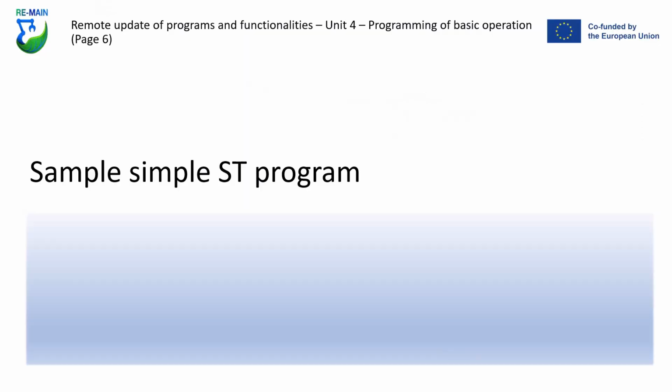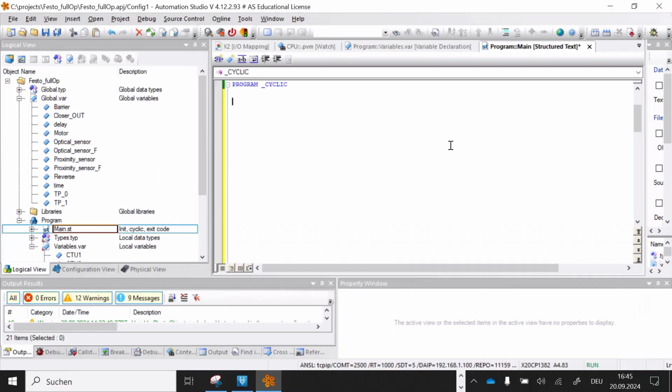Sample structured text program. Let us write a program that detects if an object appears at the beginning of the conveyor belt on the left-hand side. This object would be detected by the optical sensor, and if this happens, the motor should be started. When the object reaches the second sensor, the proximity sensor, the motor should be stopped. Of course, the object should be metallic so that the proximity sensor detects it.